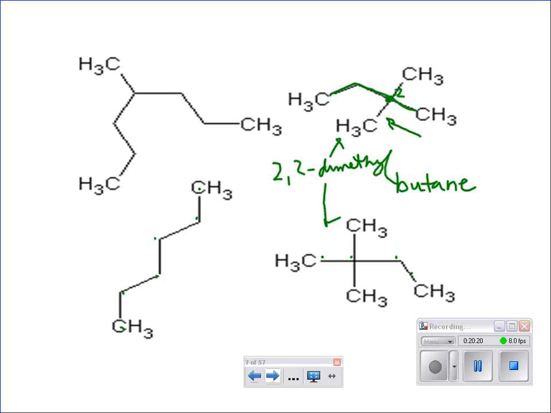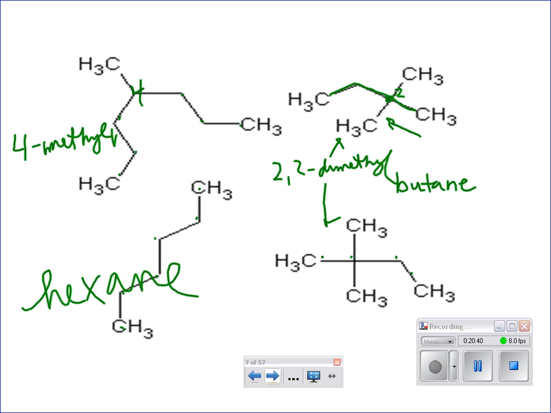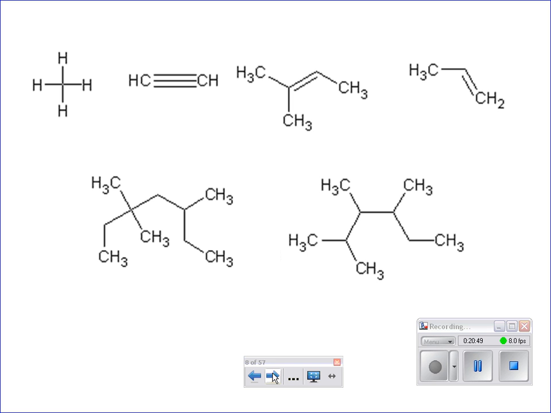1, 2, 3, 4, 5, 6. What's that called? Hexane. And this one, 1, 2, 3, 4, 5, 6, 7. What's that called? 4-methylheptane. You still hate this, Garrett? Okay, good. It looks bad. It's not that bad.